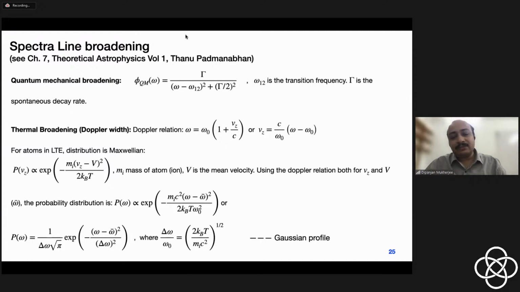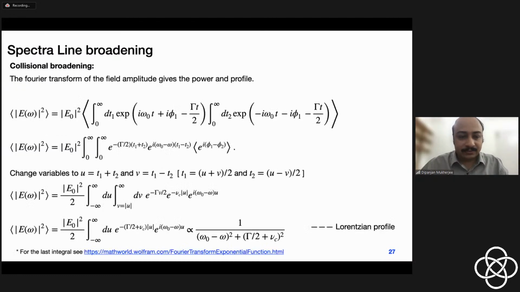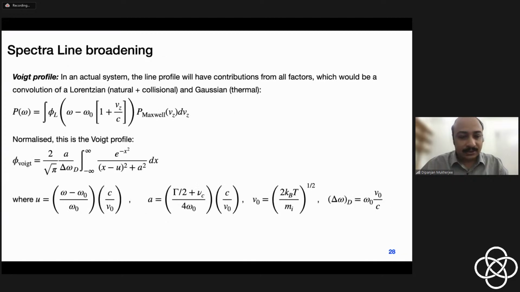It is the fact that the Voigt profile is almost like a convolution between a Gaussian profile and a Lorentzian profile. Now, if you go back to the expression of the Voigt profile, this is the expression. As you can see, what I'm doing is actually a convolution of a Lorentzian profile, phi L, and a 1D Maxwellian or Gaussian profile.